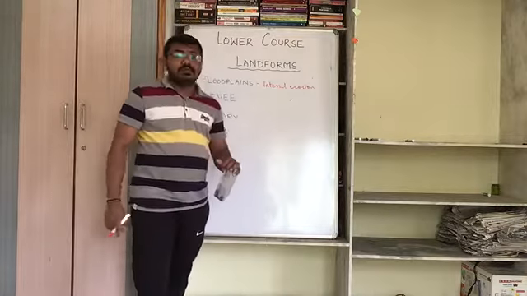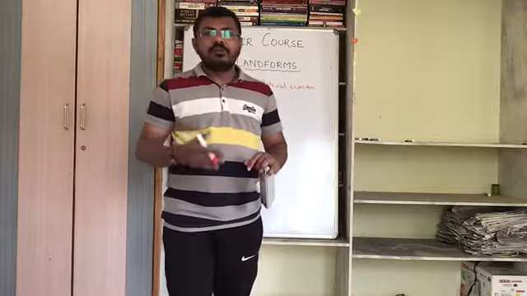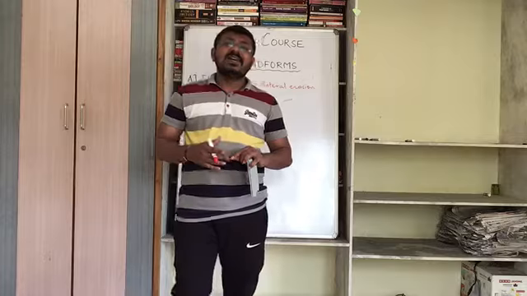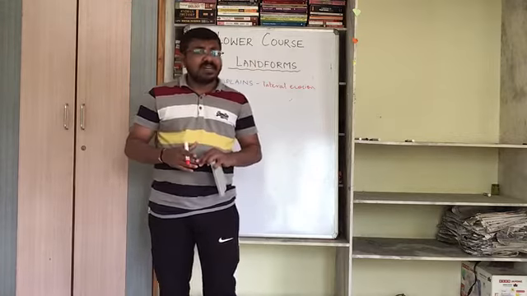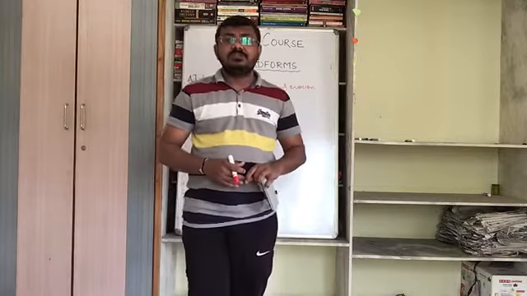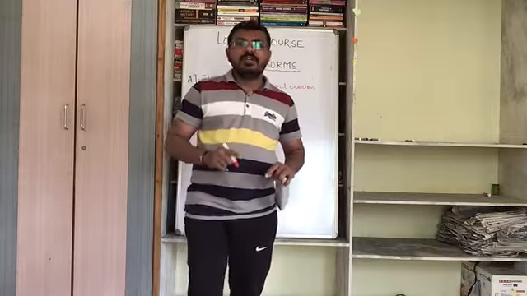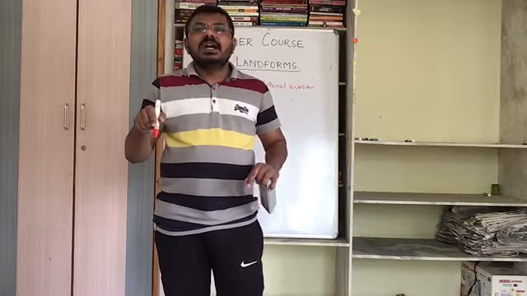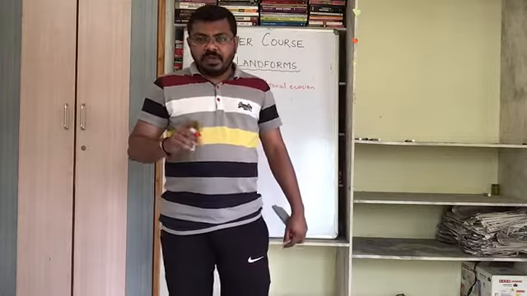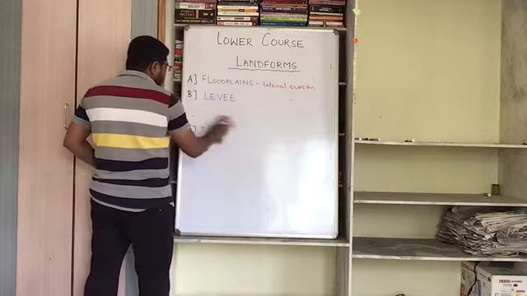And last but very important landform which is formed at the lower course is delta. There are different types of deltas. The deltas are classified on the basis of influence. The deltas are classified on the basis of shape. But generally in the entire world, most of the rivers have the delta, and these deltas are classified on the basis of shape.